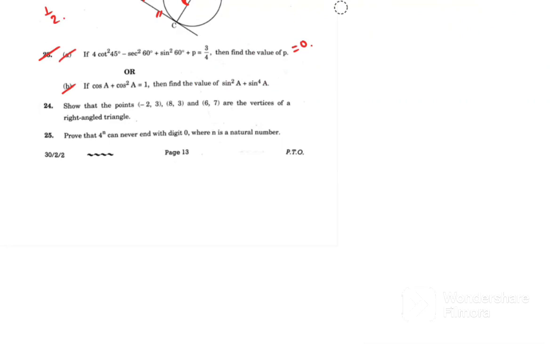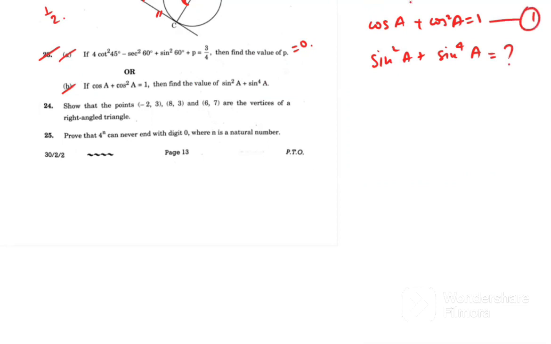Question B says cos A plus cos square A is equal to 1. Then find the value of sin square A plus sin power 4A. Alright, so we have to find this.